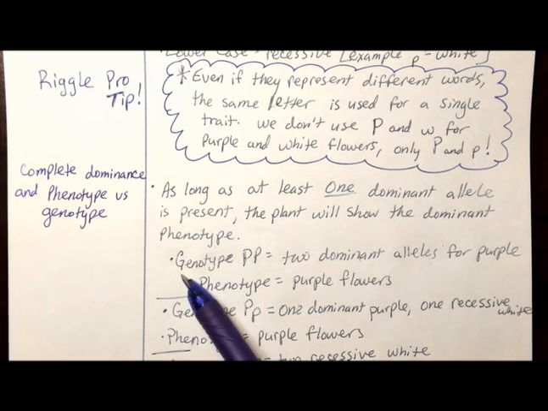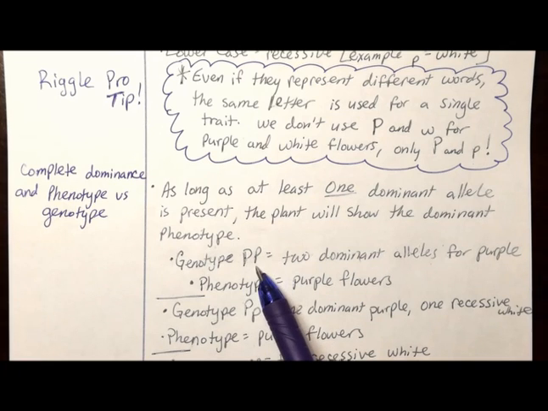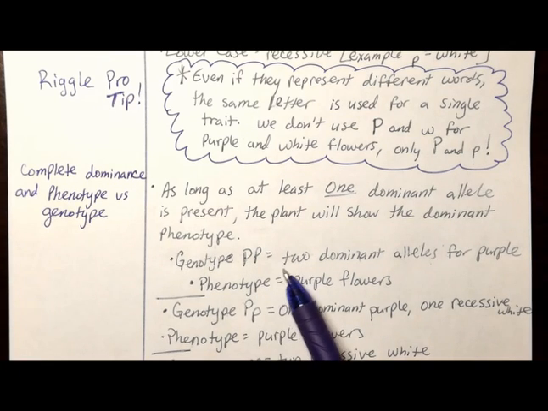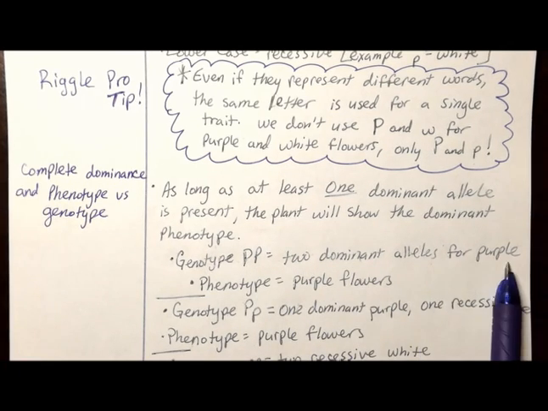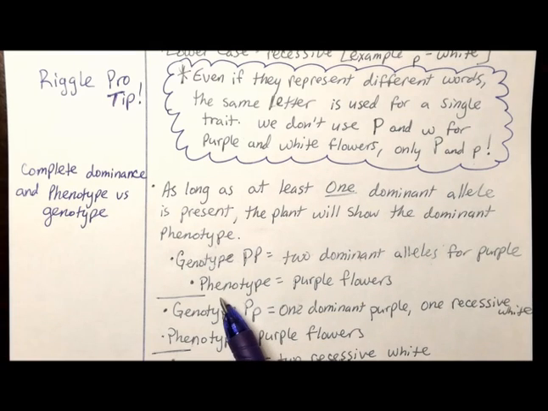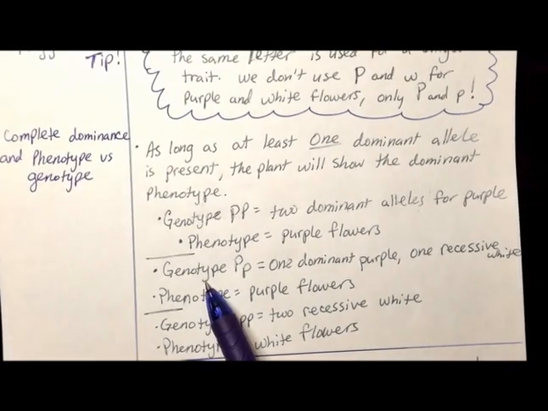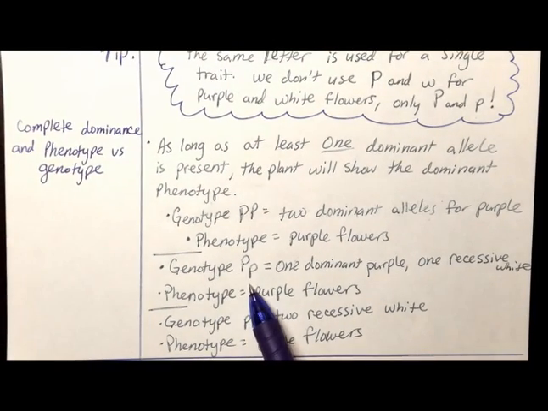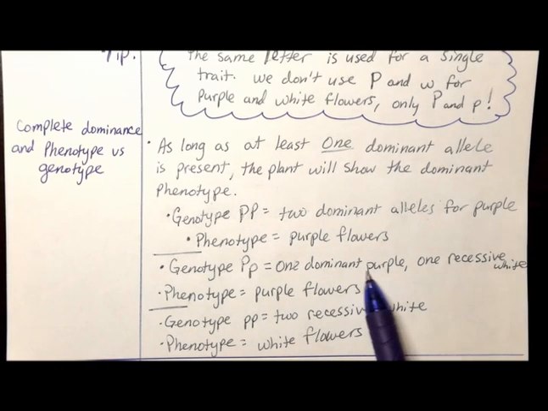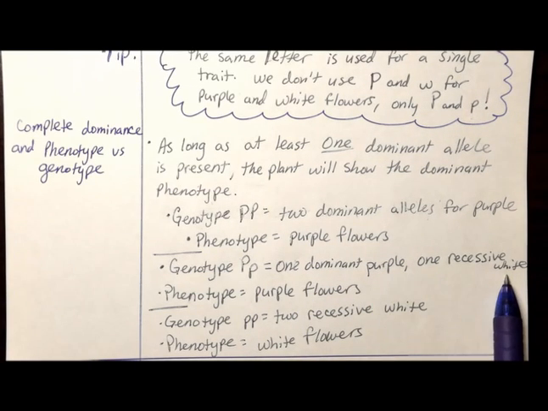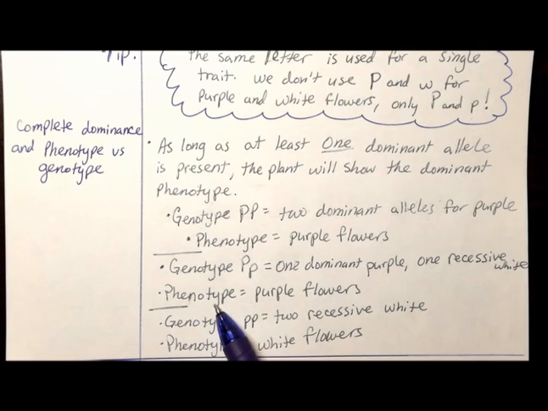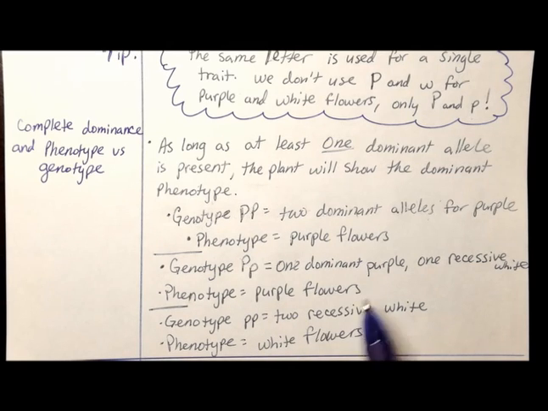So if I have a genotype of capital P capital P, that would mean that I have 2 dominant alleles for the purple color. What would I see? Well, I have a capital P in there, so I'm going to see purple flowers. The next one, if my genotype is capital P, lowercase p, I have 1 dominant for purple and 1 recessive for white. What am I going to see? I have a capital P. That means my dominant purple is going to show. So I would see purple flowers.